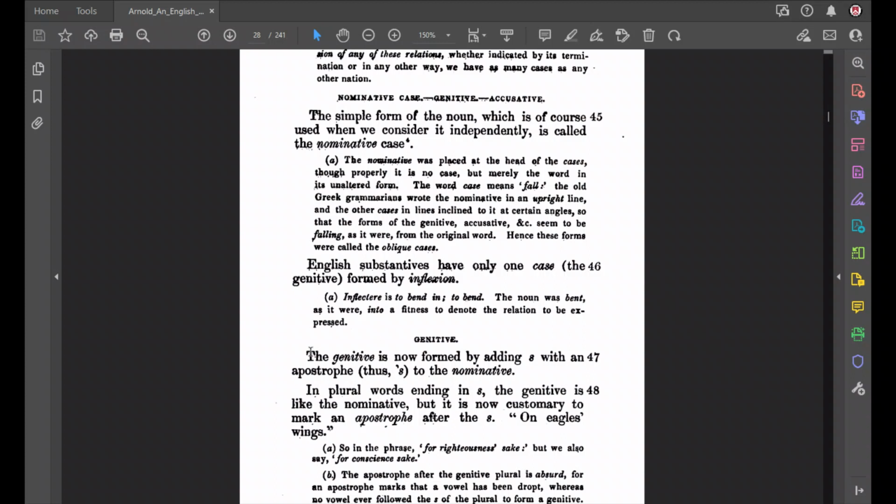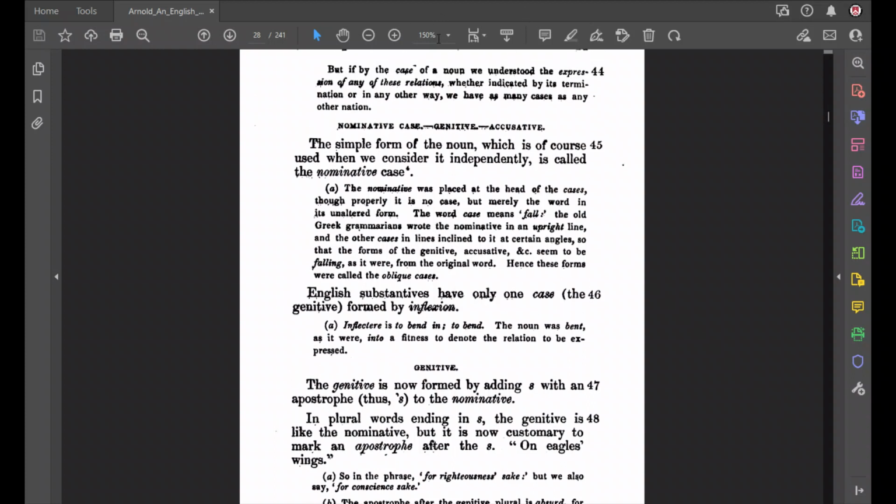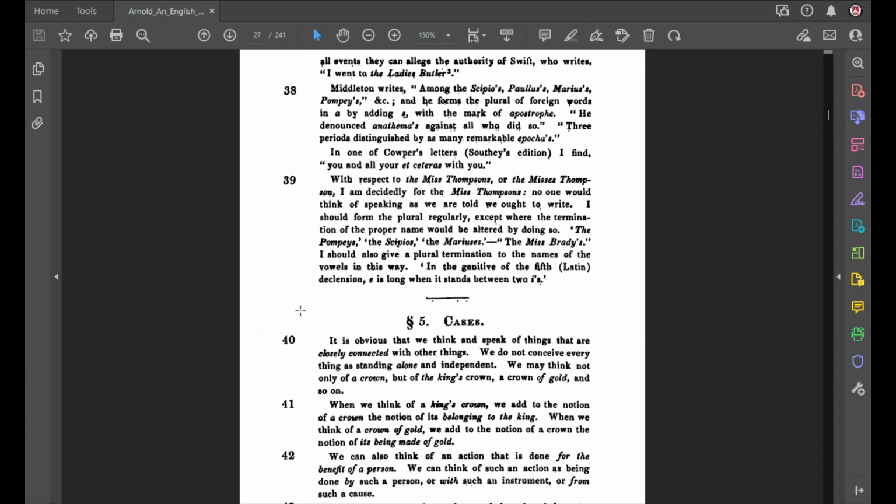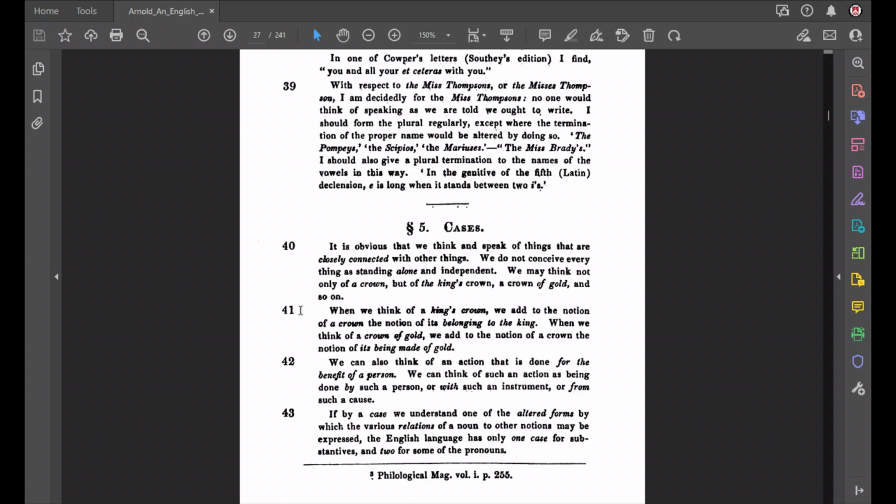We're told the only actual case formed by inflection in English is the genitive. And that's why in paragraph 43, if you go back to paragraph 43, it says, when we say case, we simply mean the altered forms by which we express various relations of a noun to other ideas. The English language has only one case. So in Latin, when we say case, we mean altered forms. So in Latin, case refers to all of these different altered forms. But in English, if we use the word case to mean altered forms, there's only one case, and that's the genitive case.